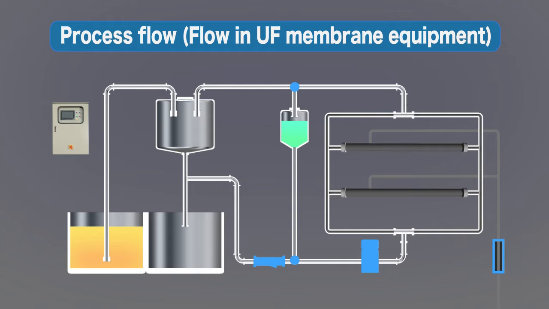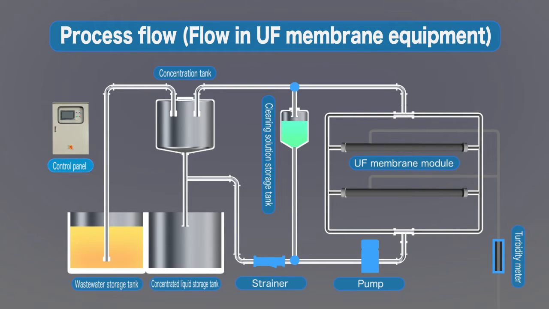Let's look at the process flow in this system. Simply press the Start button on the control panel, and the following flow is all performed automatically. First, wastewater is transferred from the wastewater storage tank to the concentration tank. The wastewater is then sent from the concentration tank to the membrane module and circulates through the system.